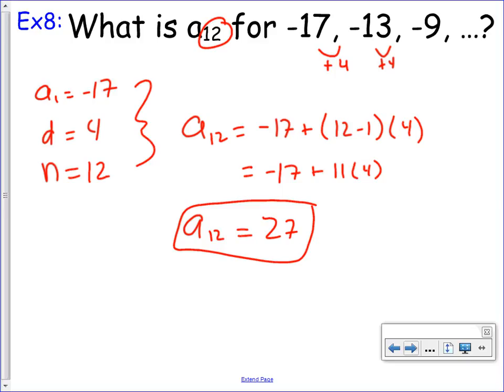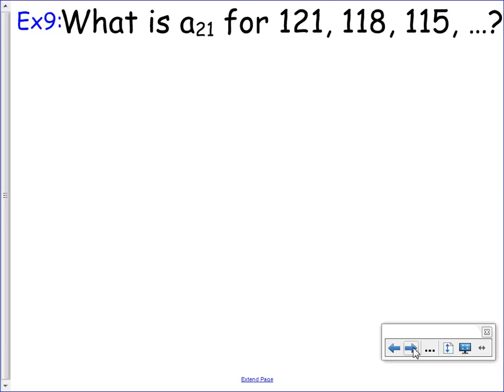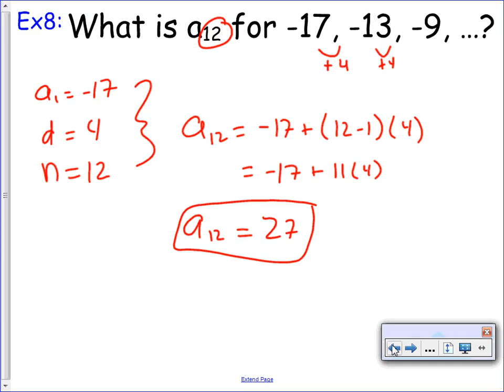Remember how last time you had to come up with a formula? I give it to you. You just have to figure out if it's arithmetic. If we're adding the same thing every time, it's arithmetic. If you're multiplying the same thing every time, that's geometric, which we'll get to on Wednesday.